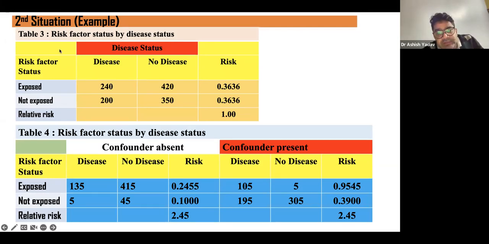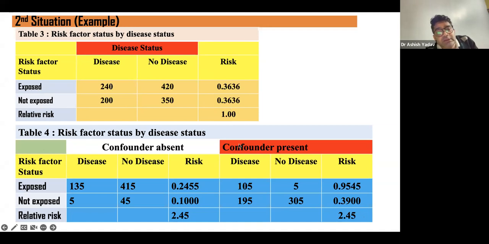Here, in table number 3, by looking at this table, you will say that there is no risk. 240 divided by 240 plus 420 is 0.36, and for non-exposed we are also getting the same, so the ratio is 1. But when we segregate this data based on the confounding effect, 240 splits into 135 plus 105, and 200 into 5 here, 195 here. Similarly, 420 splits into 415 here, 5 here. When the data is stratified based on the confounding, you get the effect of the exposure on the disease. So in actuality, you are observing that the exposure is not having any impact.